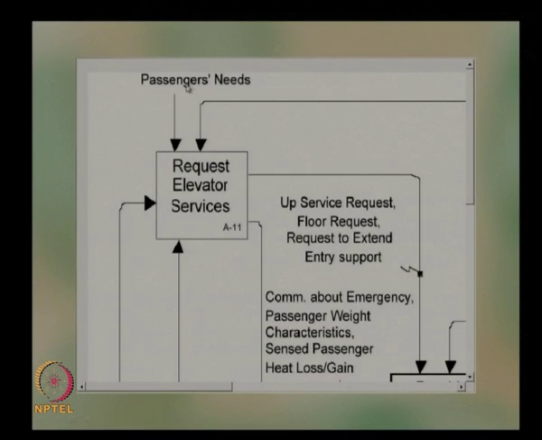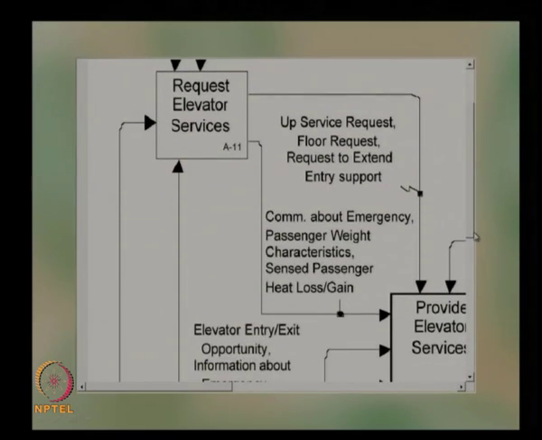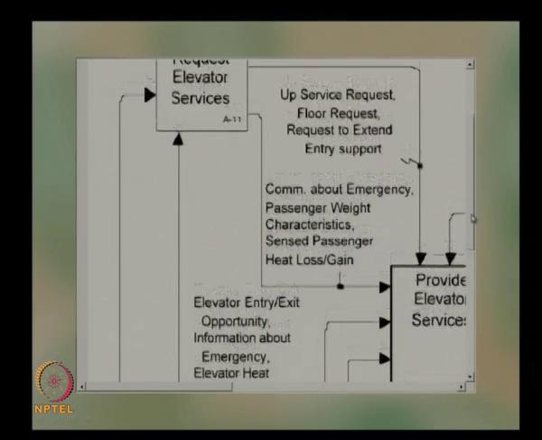Okay, this gives a clearer view of what we saw in the previous one. These are the passengers' needs, the request elevator services. The up service, floor request, and request to extend entry support are all given from here to the elevator system. Similarly, communication about emergency, passenger weight, characteristics, and sensor passenger heat loss gain are given here because of the temperature control. If this is there, then the passenger heat loss gain also becomes important, so that information is also given to the elevator.